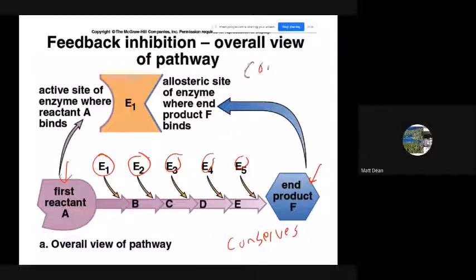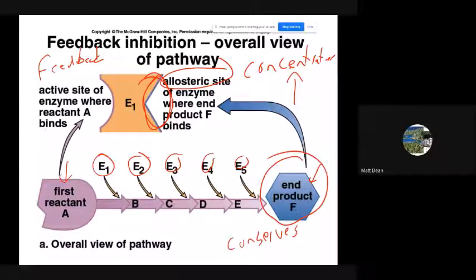But as the concentration, this is all about concentration, as the concentration of product F gets high in the cell, some of that product F ends up bumping into a site. Usually it's on the first enzyme in the pathway, usually on enzyme one, called the allosteric site, or you'll sometimes hear it called the feedback site. And the shape of that feedback or allosteric site is complementary to the shape of the end product of the whole pathway. When that end product binds to that feedback or allosteric site, that changes the shape of the active site of this enzyme. And therefore, this first reactant won't fit into it anymore.